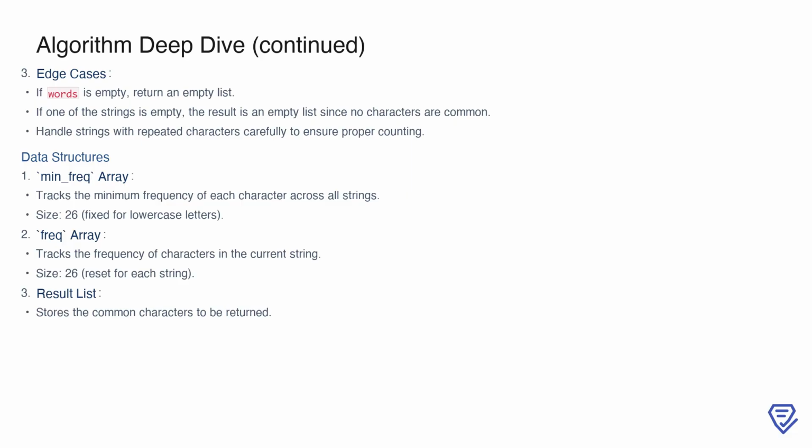The data structures used here are straightforward but effective. The min_frequency array tracks the minimum frequency of each character across all strings, while the frequency array is reset for each string to capture its individual character frequencies. Finally, the result list accumulates the common characters to be returned, ensuring the output is both accurate and efficient.